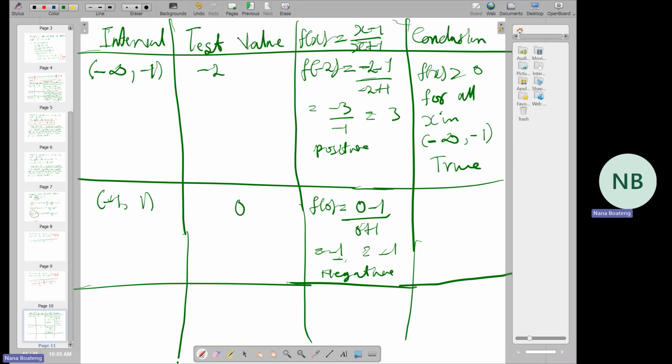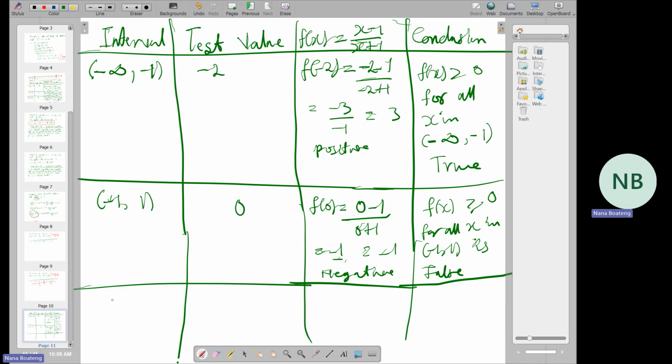So for our original inequality, since we are getting a negative, f of x is not greater than 0. So the statement that f of x is greater than or equal to 0 for all x in this interval -1 to +1 is false. It's false because we found that f of 0 is a negative number.